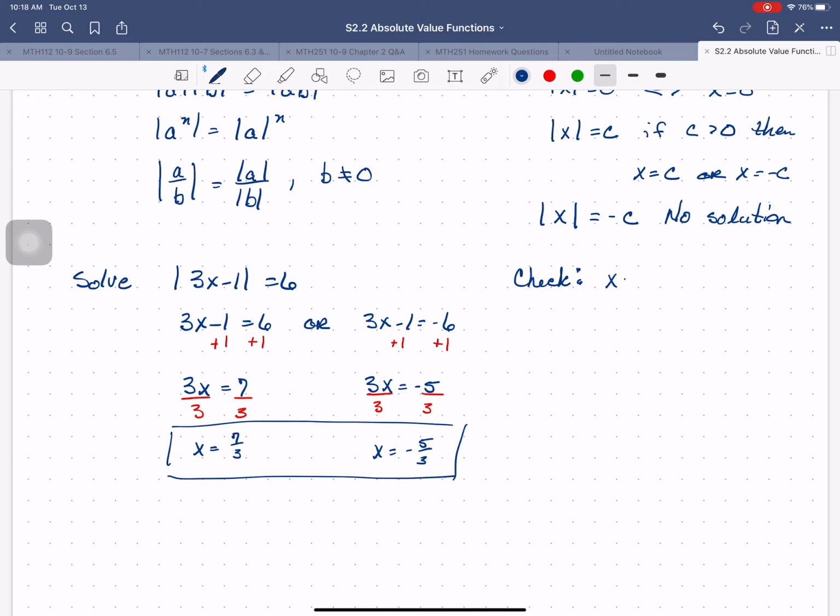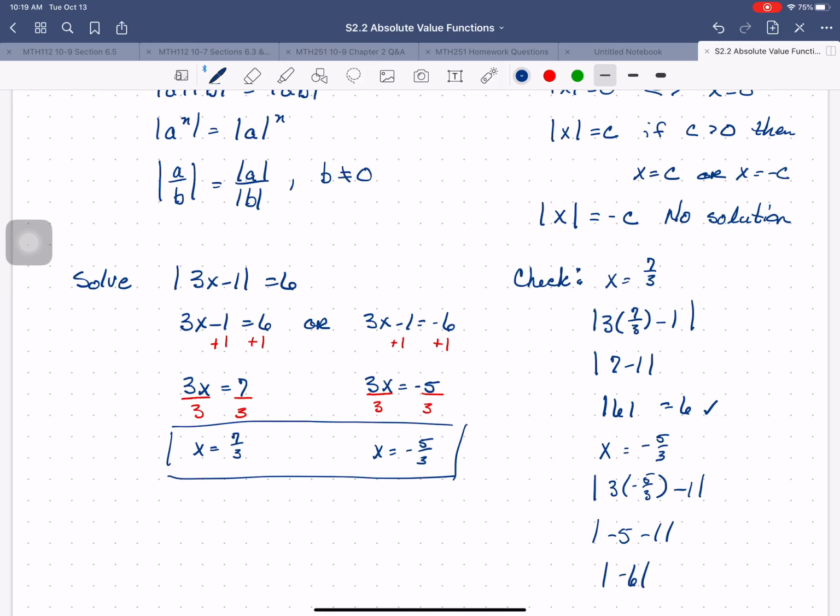So let's check x equals 7/3. Absolute value of 3 times 7/3 minus 1. Well, that's absolute value of 7 minus 1, which is absolute value of 6, which equals 6. That one checks. Now let's check x equals negative 5/3. Absolute value of 3 times negative 5/3 minus 1 is the absolute value of negative 5 minus 1, which is absolute value of negative 6, which equals 6.